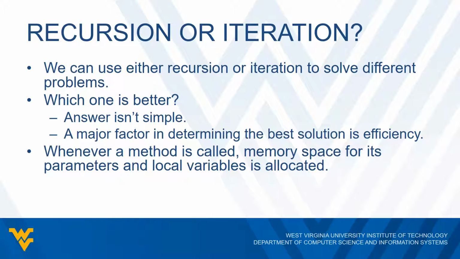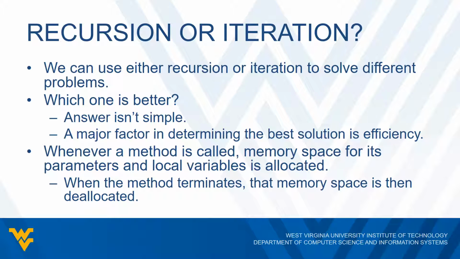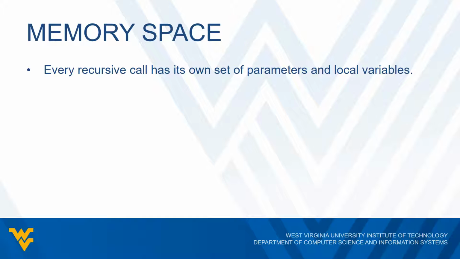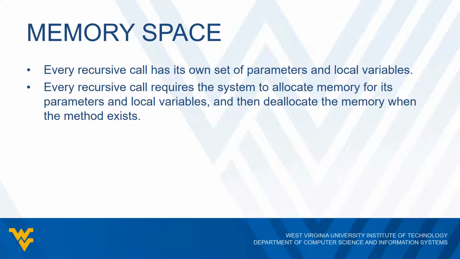Whenever we call a method, we have to allocate memory space for the parameters of that method and any of the local variables for that method. Now, whenever the method terminates, that memory space is then freed up or deallocated. Now, every recursive call is going to have its own set of parameters and local variables. And what this means is every single time we make a recursive call, we have to have the system allocate memory space for those parameters and local variables. And then whenever the method is done, we have to deallocate that memory space.